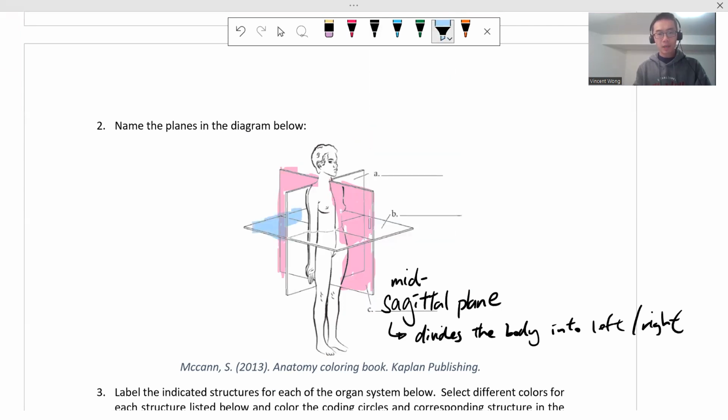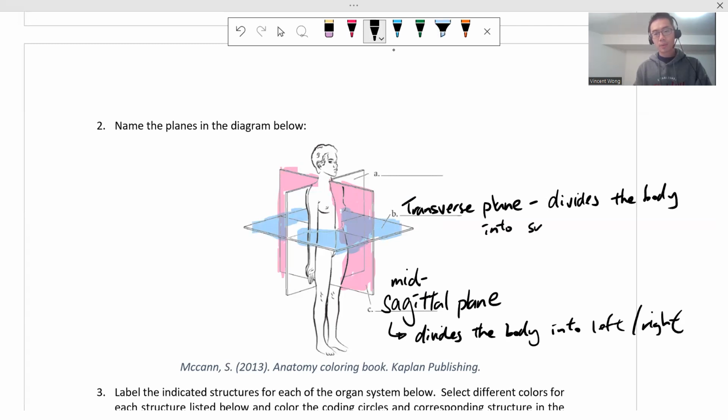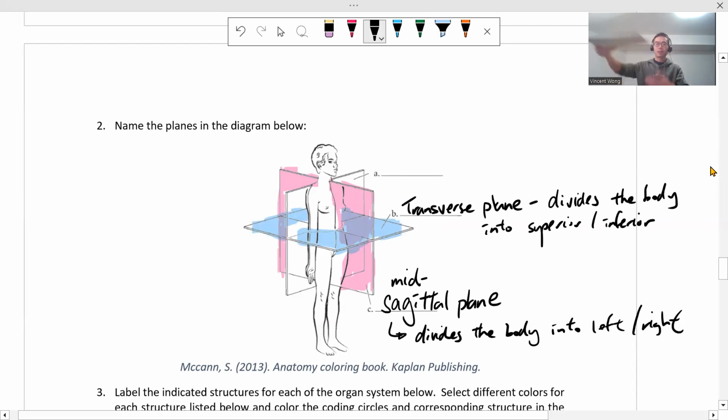This one, we are cutting it into top and bottom. This is transverse plane. It divides the body into superior and inferior. Okay, so cut this way, parallel to the floor. Cutting like this, the sagittal is parallel to the walls on your side.